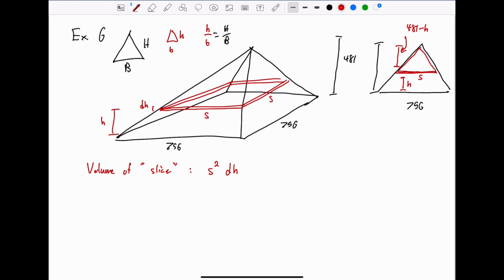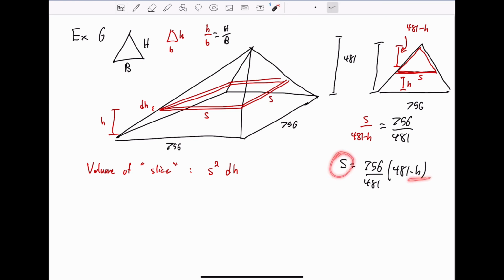I'll start with the small triangle. S divided by 481 minus H, that's the ratio of these two sides. That's the same as the ratios of the sides for the big triangle. So S, that's the side length, corresponds to 756, and then the height, 481. This relationship allows me to solve for S in terms of H. If I multiply both sides here by the denominator, 481 minus H, I have S equals 756 over 481 times 481 minus H. This is the value of S in terms of the height H.